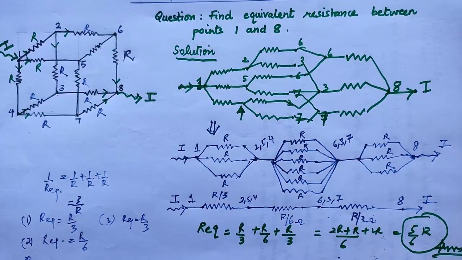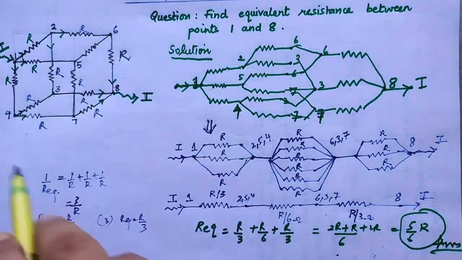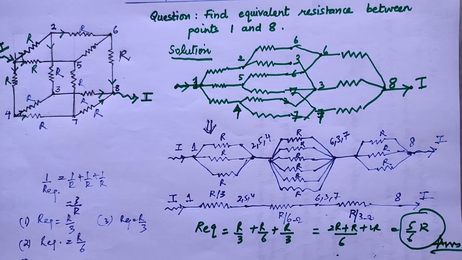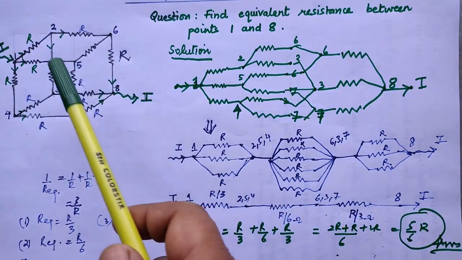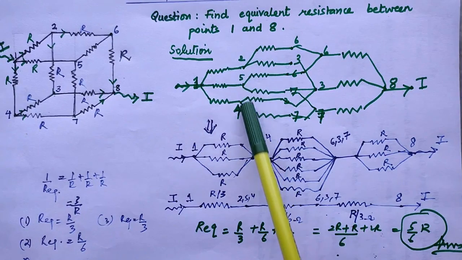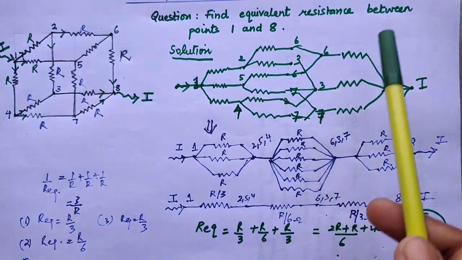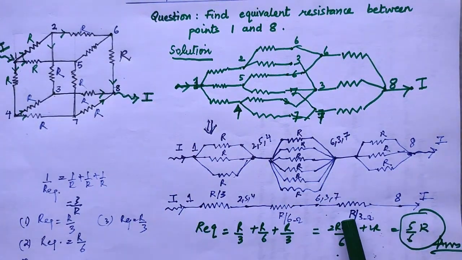The cube which has the same resistance in all the arms, the equivalent resistance is given by 5 by 6 R. We have used here the concept that the potential is the same at certain points. We have used the symmetry of the cube and we have got the answer.